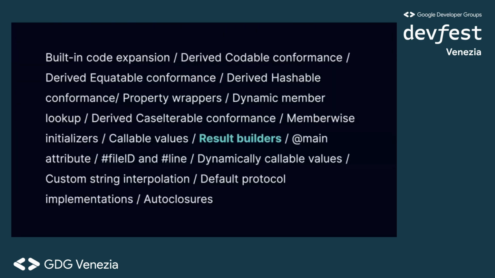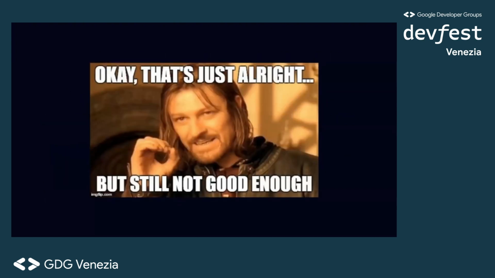Also, result builders are so good on the SwiftUI side. Also, there is lots of other good stuff, maybe main attribute, member-wise initializers. You are not in those situations. Apple gives you predefined code. But one day, it's not enough.